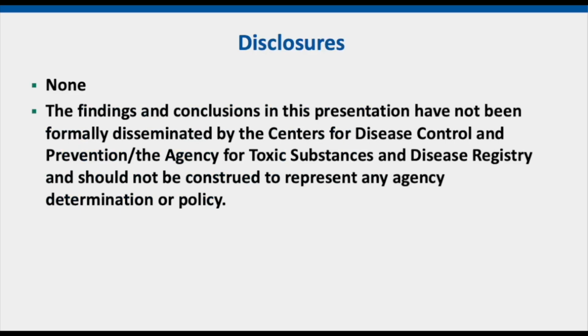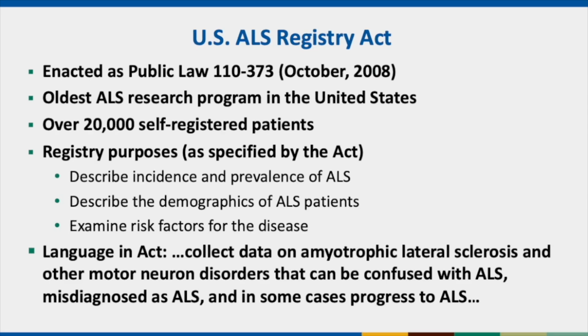So just a very quick background about what we do. We are probably the largest ALS research registry in the entire country, if not the world. We have over 20,000 self-registered patients in the US alone. Our main cores are looking at the incidence and prevalence of ALS, demographics of disease, and more importantly, looking at the risk factors and possible etiologies.